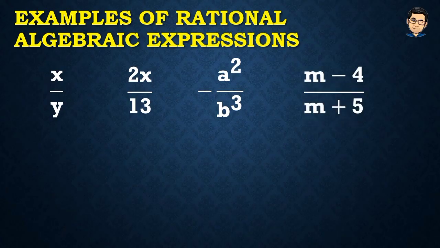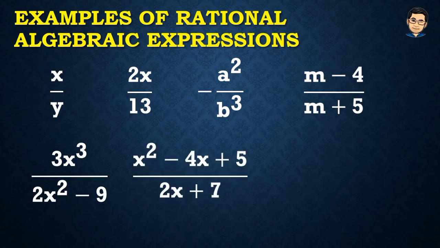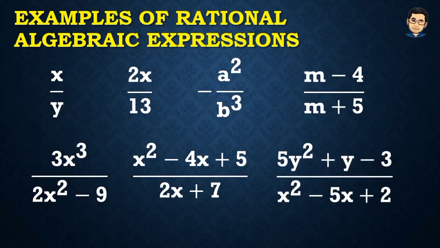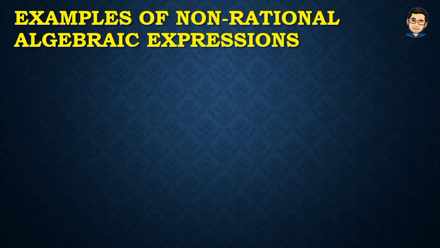Binomial over binomial, which is m minus 4 all over m plus 5, is also a rational algebraic expression. 3x cubed all over 2x squared minus 9. Then x squared minus 4x plus 5, which is a trinomial, all over 2x plus 7, which is a binomial, is also a rational algebraic expression. And lastly, 5y squared plus y minus 3 all over y squared minus 5y plus 2 is also a rational algebraic expression. If we have rational algebraic expressions, we also have examples of non-rational algebraic expressions.